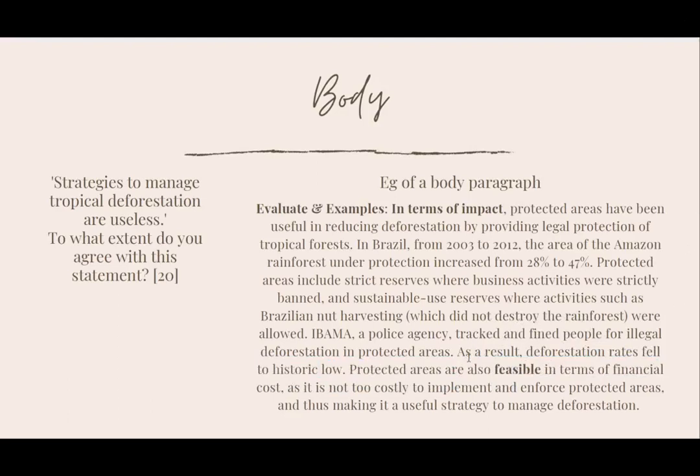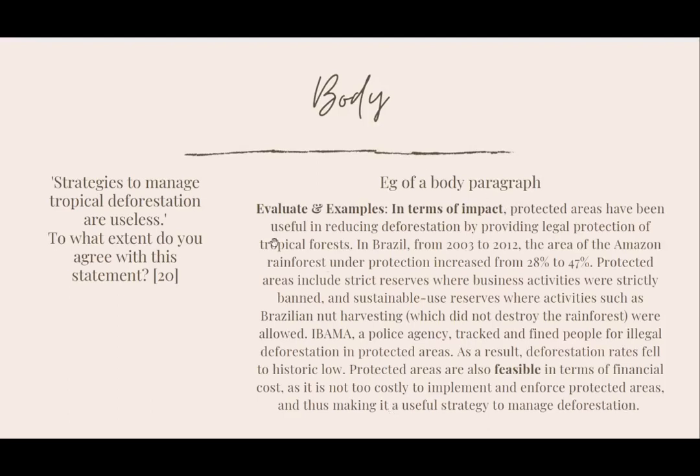Okay, then you can also evaluate in terms of feasibility. So I say that protected areas are feasible, right? They are easy to implement in terms of cost because financially it's not too expensive to implement and enforce a protected area, right? You don't need a lot of very sophisticated infrastructure and so on. What you just need to do is to implement and then hire people to enforce protected areas. For example, hire police officers to catch illegal loggers and so on. But it's not too expensive, right? So therefore, this makes protected areas a useful strategy to manage deforestation.